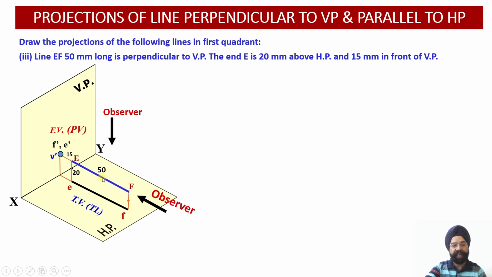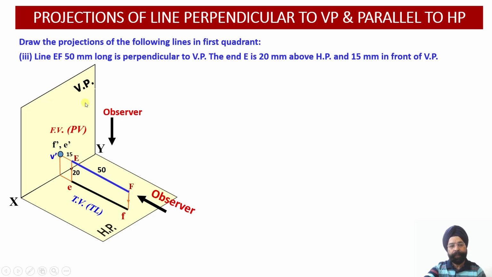Does this line itself intersect with the vertical plane? Answer is no. This line does not directly intersect with the vertical plane. So what we are required to do, we have to extend this line so as to make it intersect with the vertical plane. So we have to obtain this point of intersection of the line itself or its extension with the vertical plane. So this point's name will be now V dash.